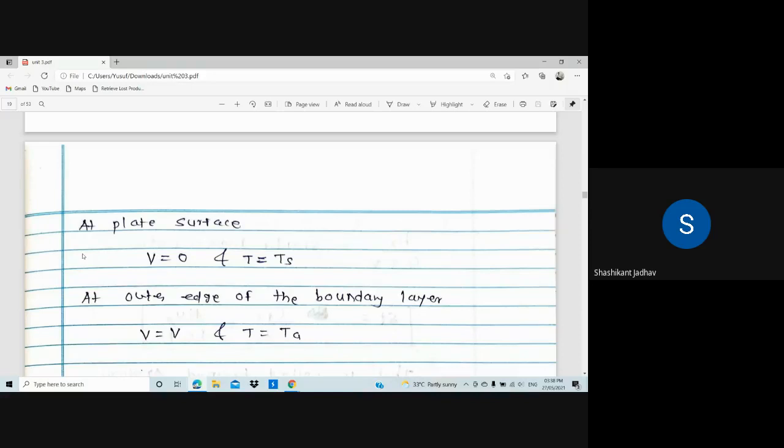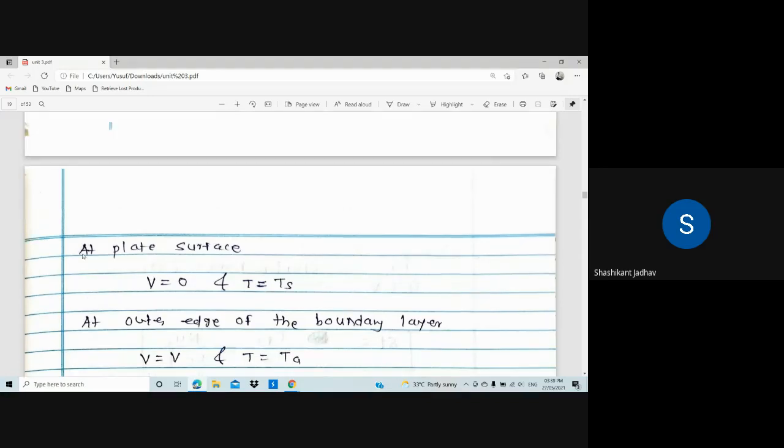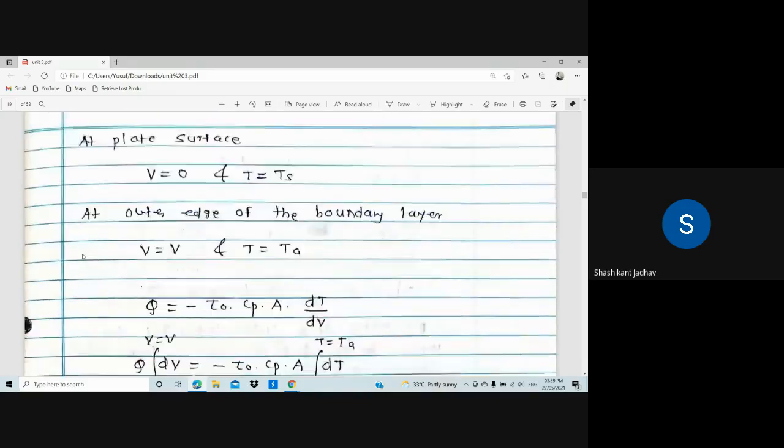Then we have to write down at the outer edge of the boundary layer. At the outer edge of the boundary layer, what do we get? What will the velocity be? It will be equal to the free stream velocity. So V is equal to V infinity. And what will the temperature be? It will be the same temperature as the fluid that is moving, that is, the temperature of the air, that is TA. Okay, V is equal to V infinity, then T is equal to TA.